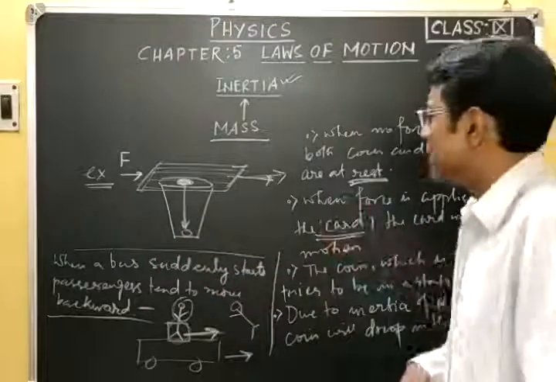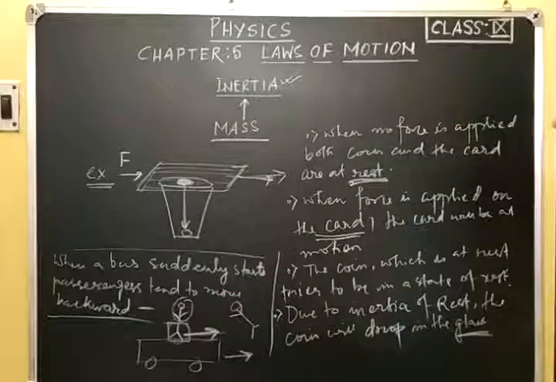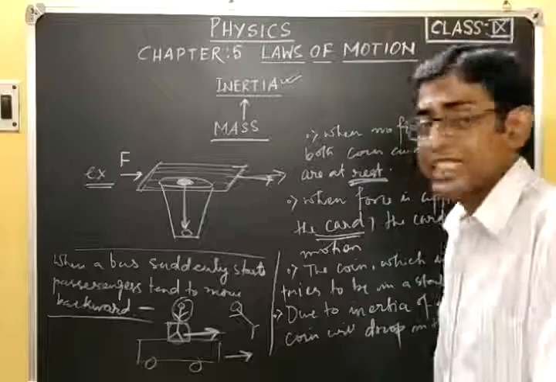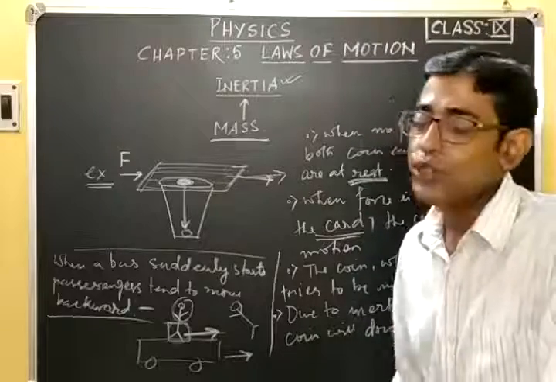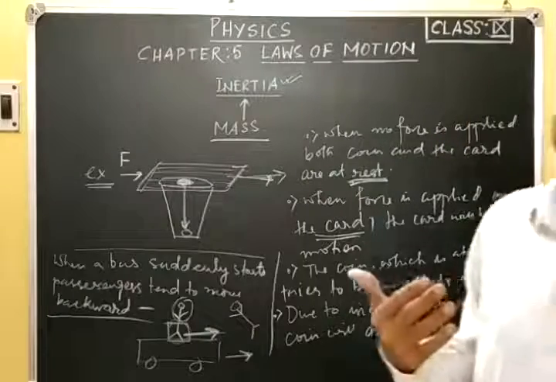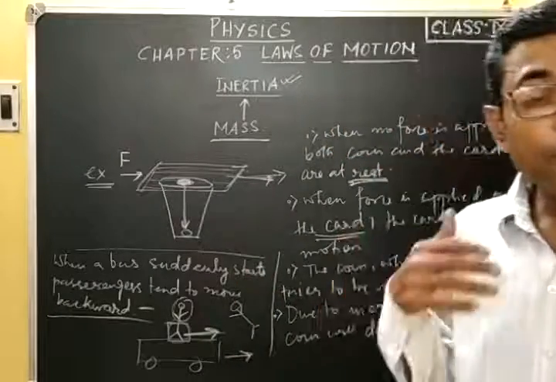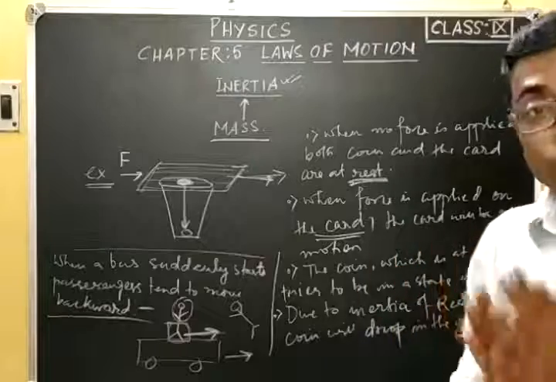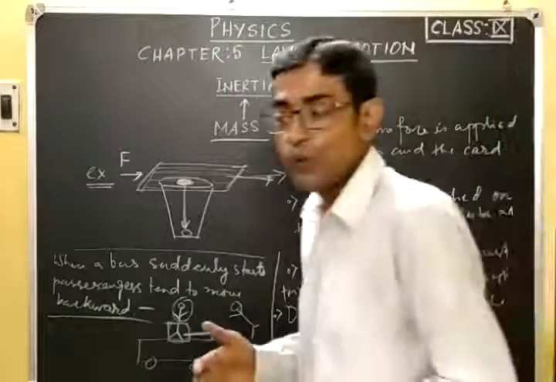So these are a few examples of inertia of rest and inertia of motion. Go through those examples. In this type of question, remember, you have to mention what type of inertia the body is having, what type of inertia the body tries to retain, and what are the consequences of that.